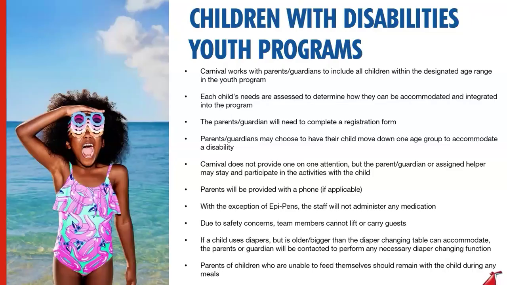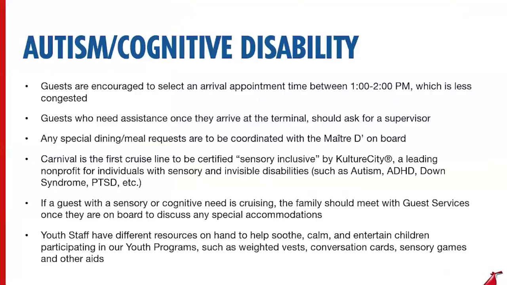Finally, parents of children who are unable to feed themselves should remain with the child during any meals or bring the child to activities following the meal service. To better accommodate Carnival guests with autism or cognitive disability, they are encouraged to select an arrival appointment time between 1 to 2 o'clock p.m., which is less congested. Those who need assistance once they arrive in the terminal should ask for a supervisor.